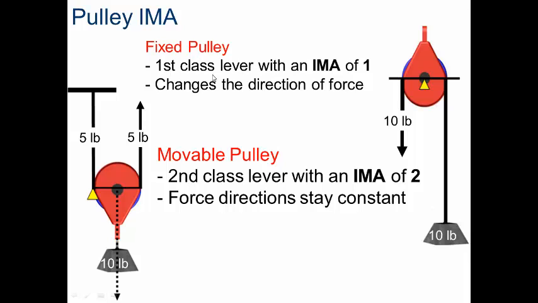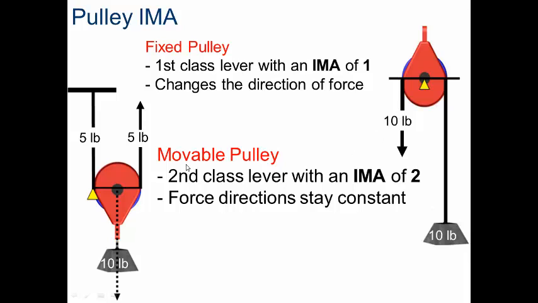A fixed pulley is simply a first-class lever with an ideal mechanical advantage of 1. It's considered a first-class lever because the fulcrum is in the middle, the load is on one side, the effort is on the other. The fixed pulley simply changes the direction of the force. That's why it's considered to have a mechanical advantage equal to 1. The amount of effort you put in is equal to the amount of load you are trying to lift. That cable being draped over the pulley is simply changing the direction of the force.